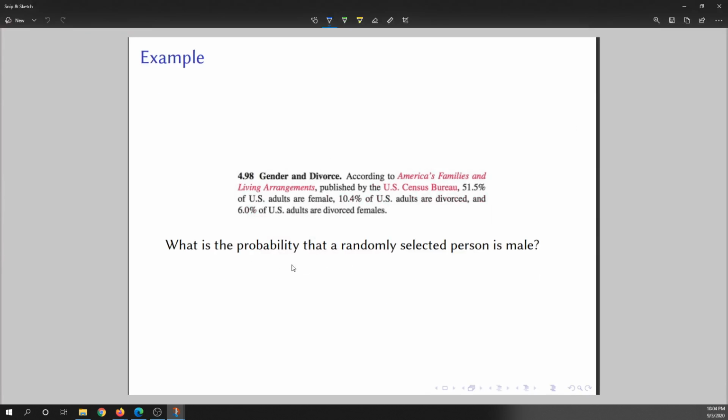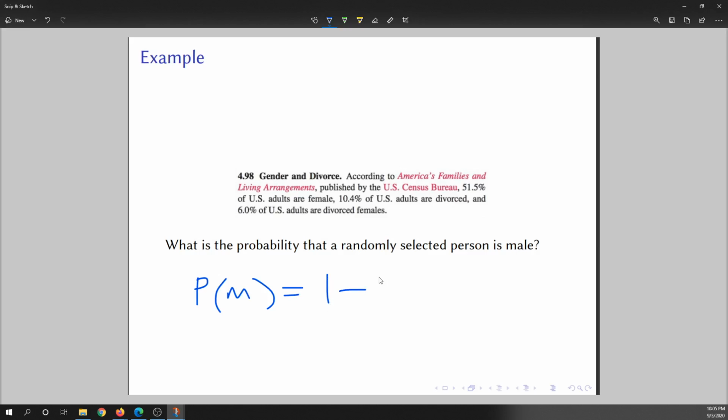I noticed the problem says nothing about males at all. It says this percentage of U.S. adults are females, U.S. adults are divorced, 6% of U.S. adults are divorced females. So if they ask this problem on this particular one, then you just have to go with the information that you're given. And so we could say that we want to calculate the probability that the person is a male.